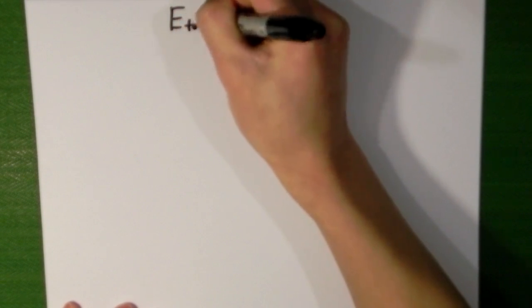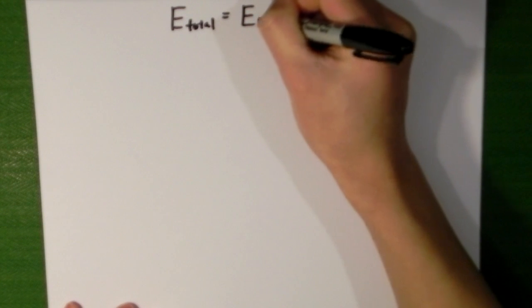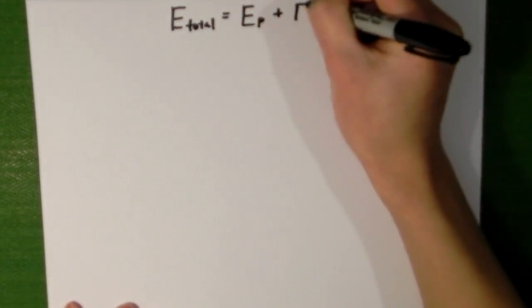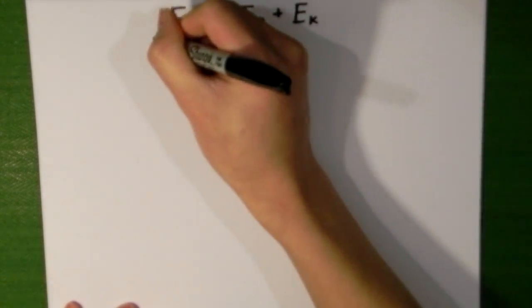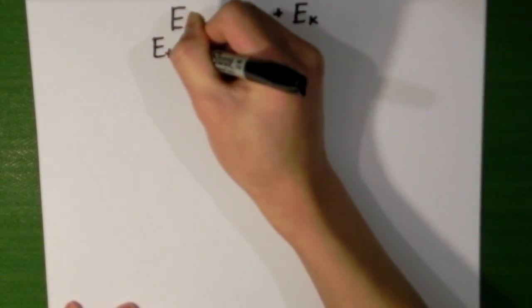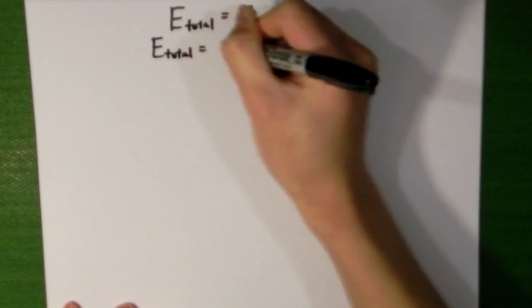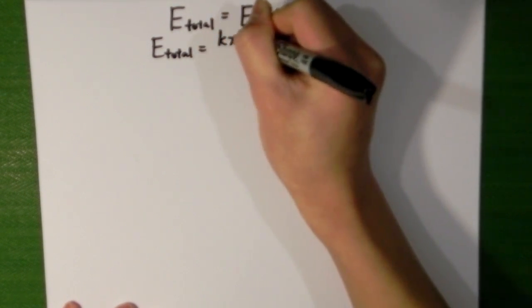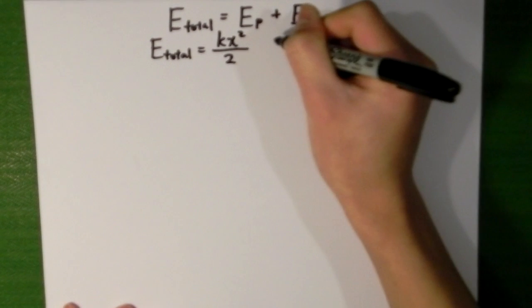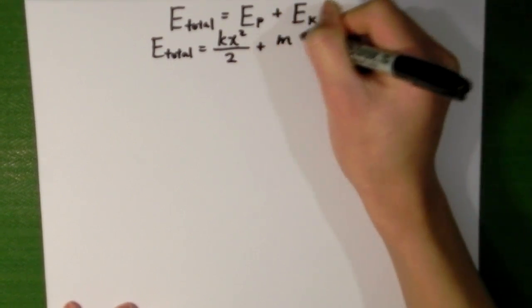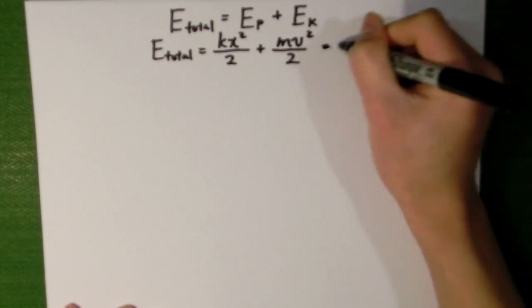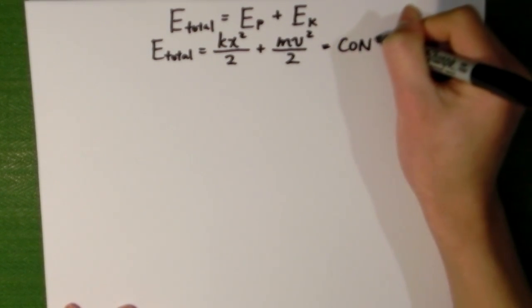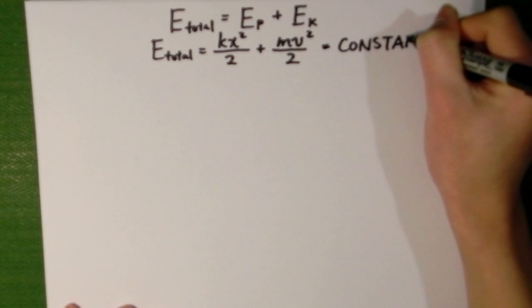So let's assume this whole simple harmonic motion thing is happening in a closed system, so no energy is dissipated through friction or air resistance or any sort of opposing forces. So our total energy is going to be the sum of our potential energy and our kinetic energy. We can sub in the formulas, so we know that total energy is equal to kx squared over 2 plus mv squared over 2. And since this is a closed system and no energy is lost or gained, this is going to be a constant.